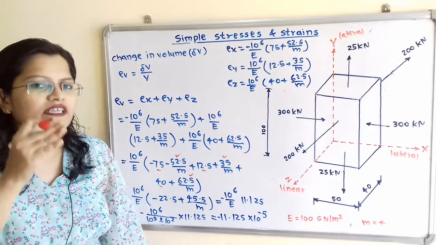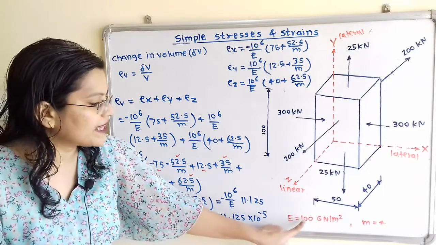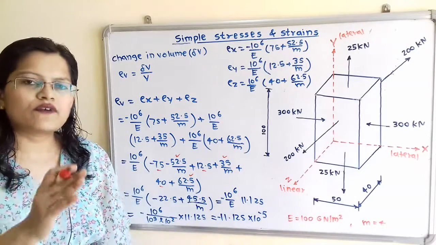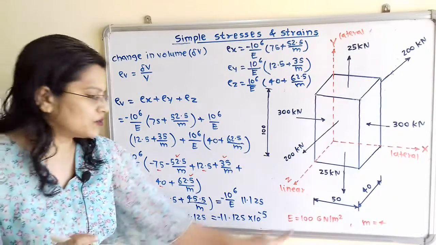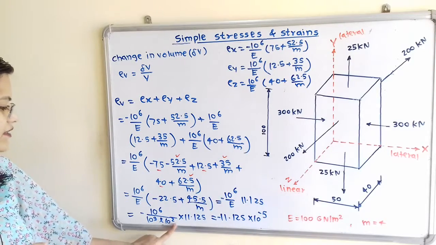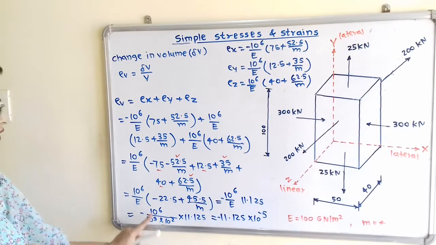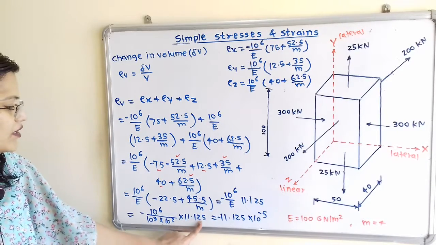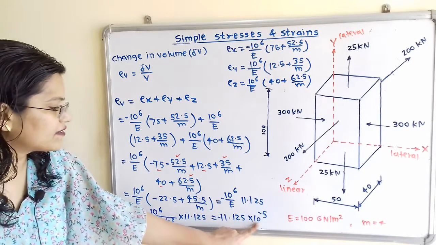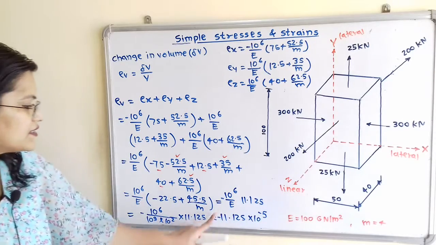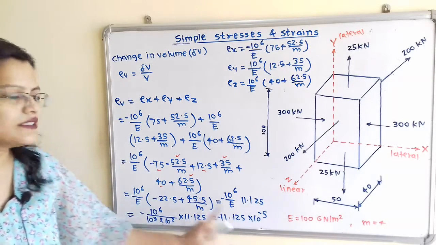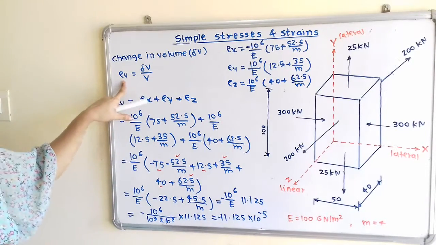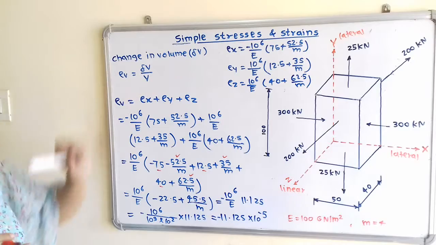So the standard unit is Newton per meter square. So we will take this 100 as 10 raised to 2 and this giga is equal to 10 raised to 9 Newton. So 10 raised to 9 into 10 raised to 2 in the denominator. So when we again simplify this, then we will get minus 11.125 multiplied by 10 raised to minus 5. So this is known as the volumetric strain. Now we will put this value in this formula and we will calculate delta V.